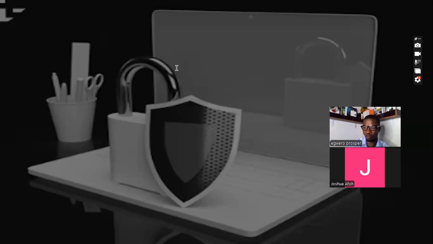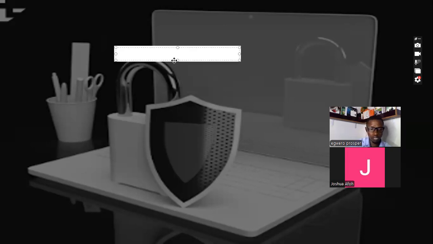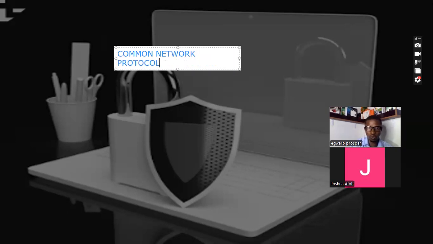So our next topic is we are to continue from common. So you can start writing now. Common network protocols. Let's start from there. Common network protocols.